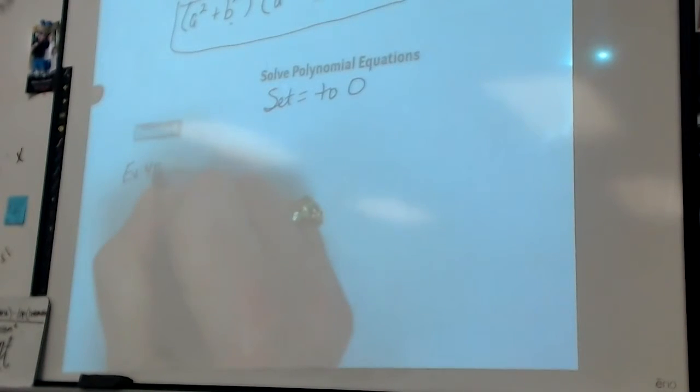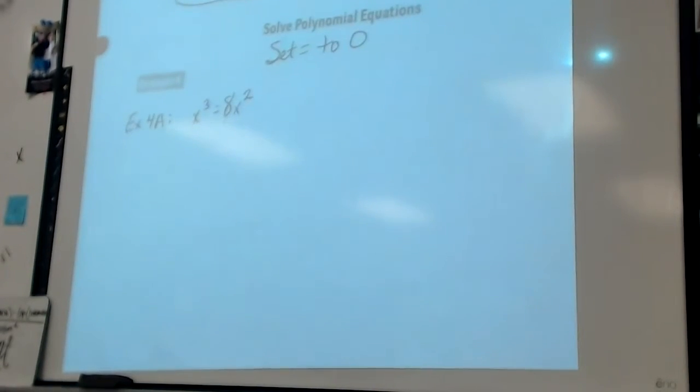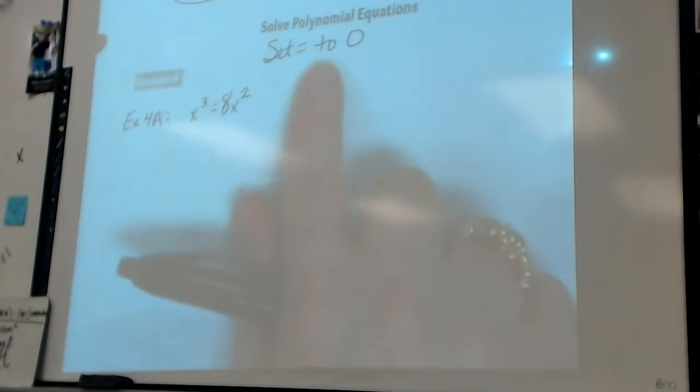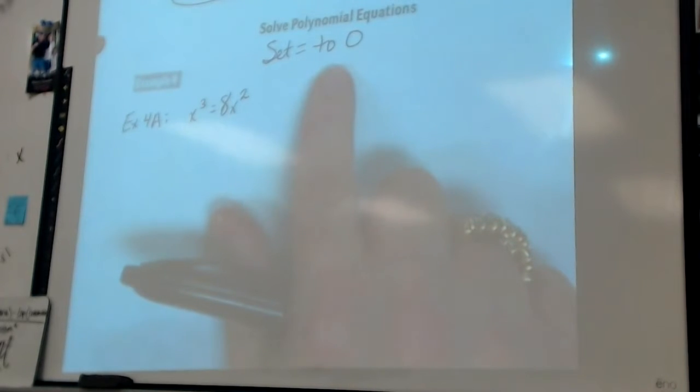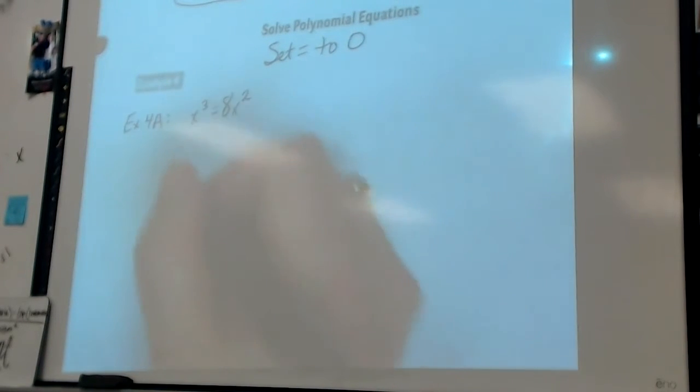So, example 4a. X cubed equals 8x squared. So, what's the first thing I want to do? All right, how am I going to set it equal to 0, Rayleigh? Move this over here, right? So subtract 8x squared from both sides. So x cubed minus 8x squared equals 0.